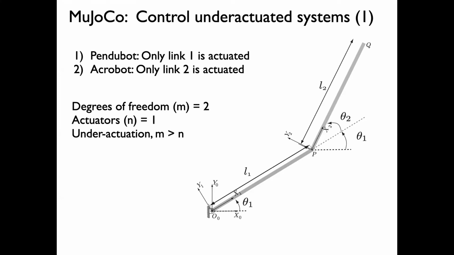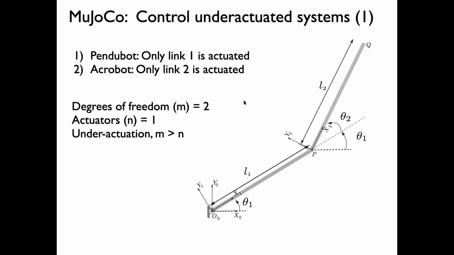This class, we will essentially control an underactuated system. One of the famous examples of an underactuated system is a double pendulum with a single actuator. So here are two links, and if only link one is actuated, that is, if there's a torque on link one, then it's called a pendubot. If there's only an actuator on link two, then it's called an acrobot.